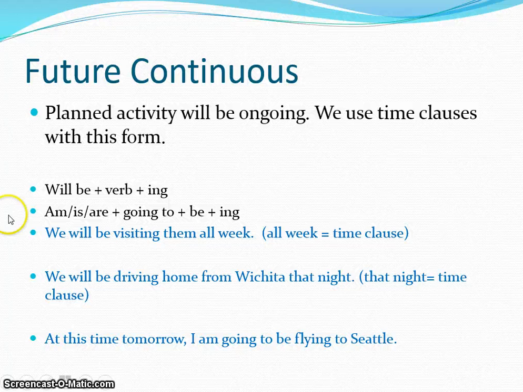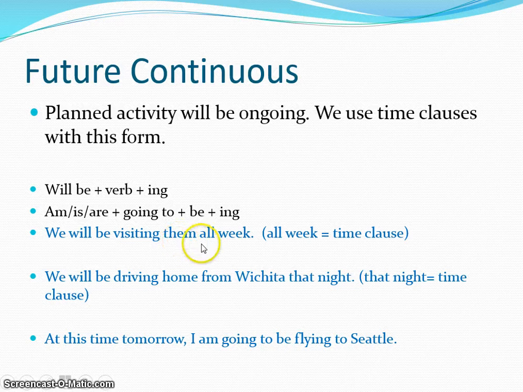There are two formulas. Here's the first. You can use either one of these. Will be plus the verb plus ing, or you can use am, is, or are plus going to plus be plus ing. Now this is a longer formula here. So first I'm going to show you the first formula.